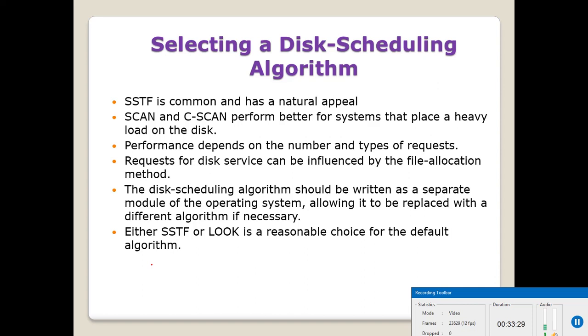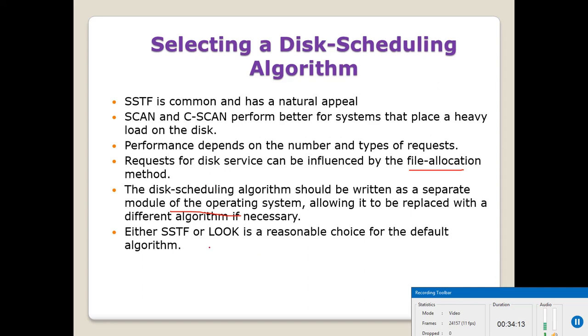Now, selecting a disk scheduling algorithm. SSTF is common and has a natural appeal. Scan and C-scan perform better for systems that place a heavy load on the disk. Performance depends upon the number and the type of requests. Requests for disk service can also be influenced by the file allocation method, file size and type of files, and this can affect the scheduling algorithms. Scheduling algorithms should be written as a separate module of the operating system, allowing it to be replaced with a different algorithm if necessary. They should not be combined with the operating system.